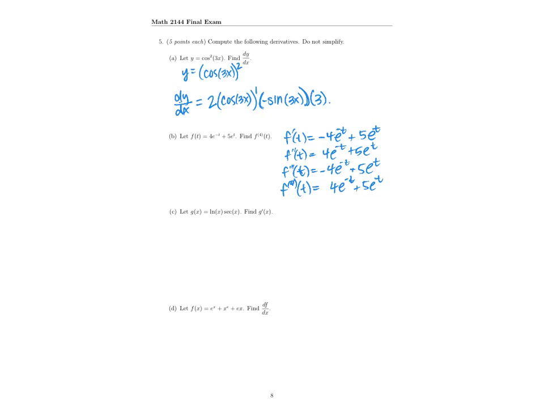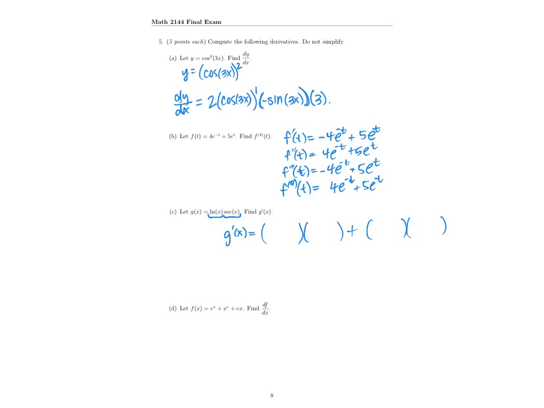Okay, so the next one, I want to find g prime of x. So we'll notice that the structure of this function is that it's a product of two functions. So that means when I take the derivative, I'll need to use the product rule. So g prime of x is going to be the derivative of the first times the second plus the first function times the derivative of the second.